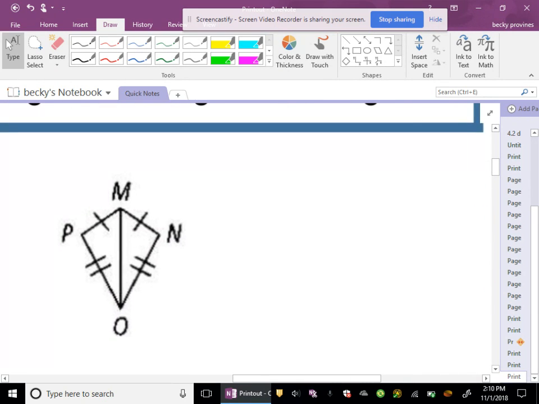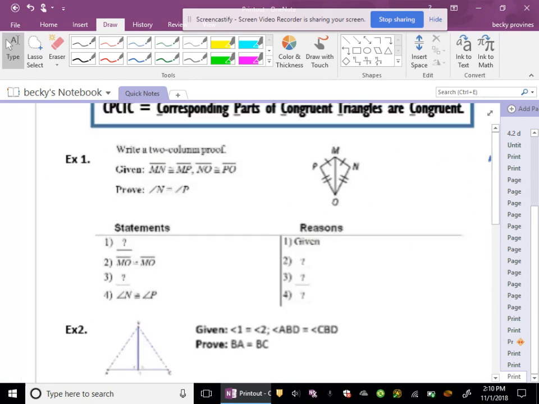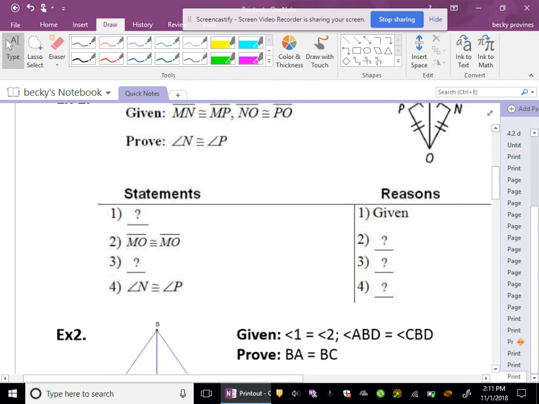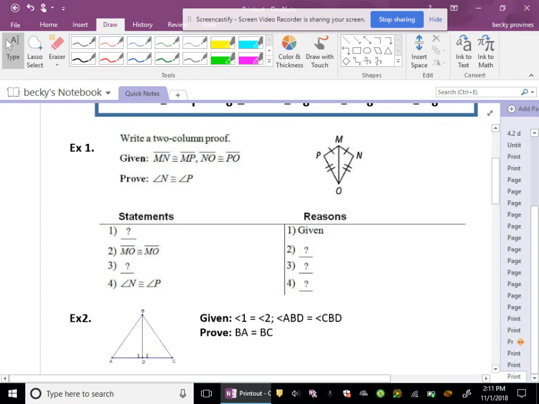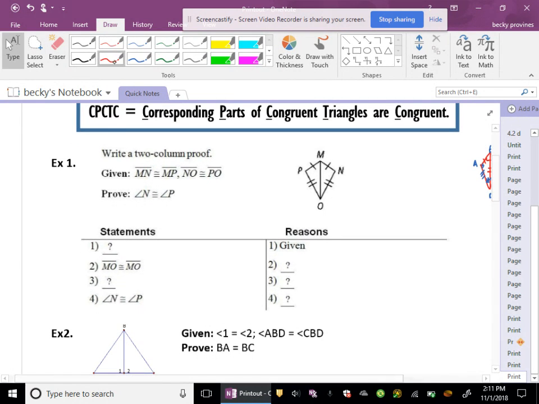Okay, so what we're going to do is we just have one new step added into the proofs that we're already doing and know how to do, and it's really not any more difficult than what we've been doing for a couple of days. Okay, so we're going to start by putting in our given information. Okay, so that's easy to do, and that was given. MO is congruent to MO, so that is reflexive property.